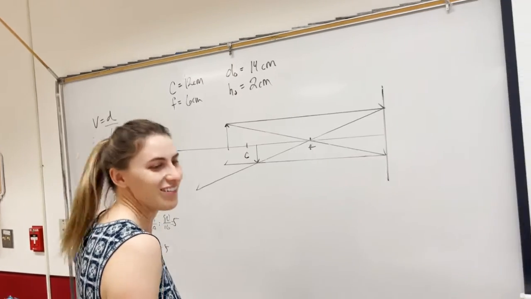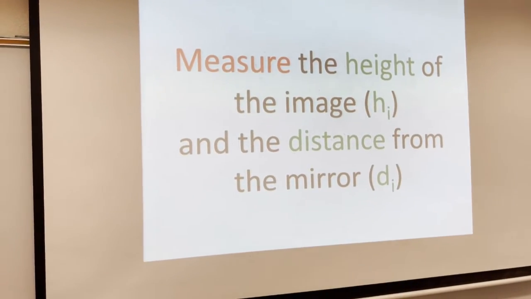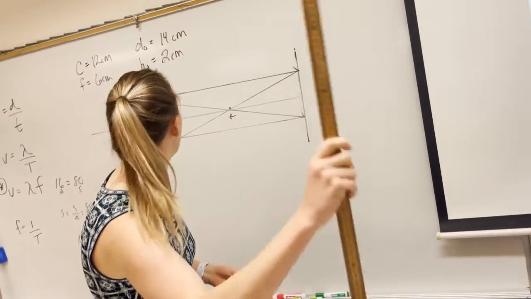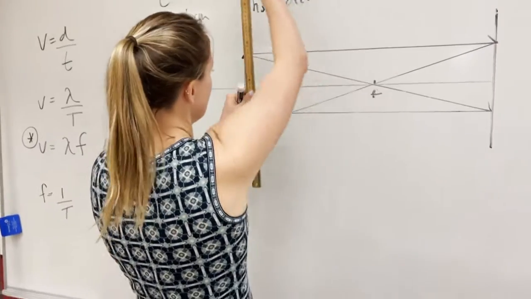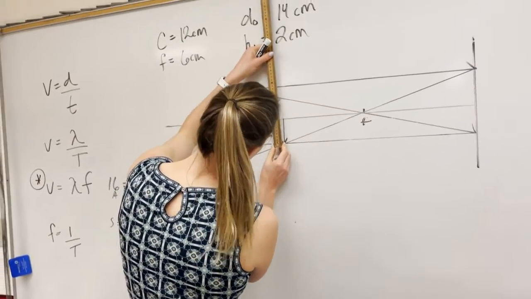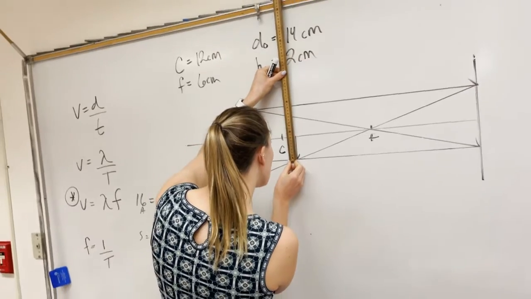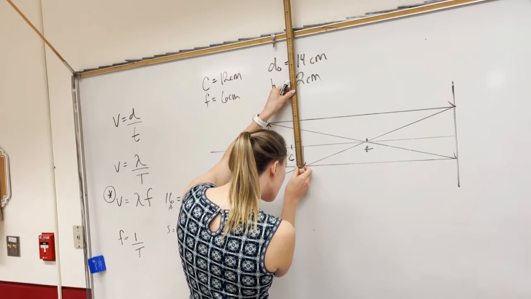All right, so what's next? Measure the height of the image and the distance from the mirror to the image. Okay, so the height of the image here, let's see. Now for yours, you measure the height while we do that. You're going to have to divide by 5.